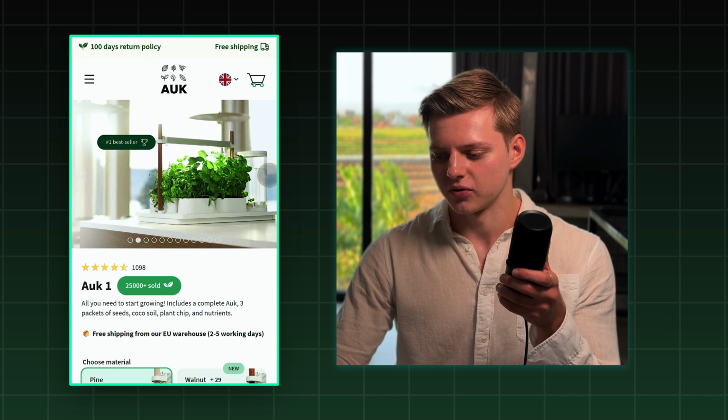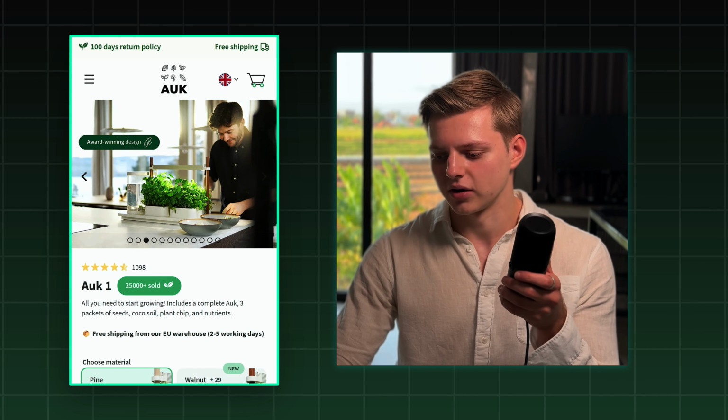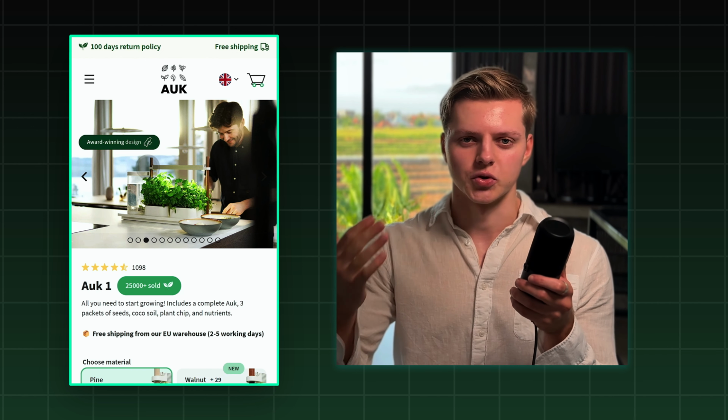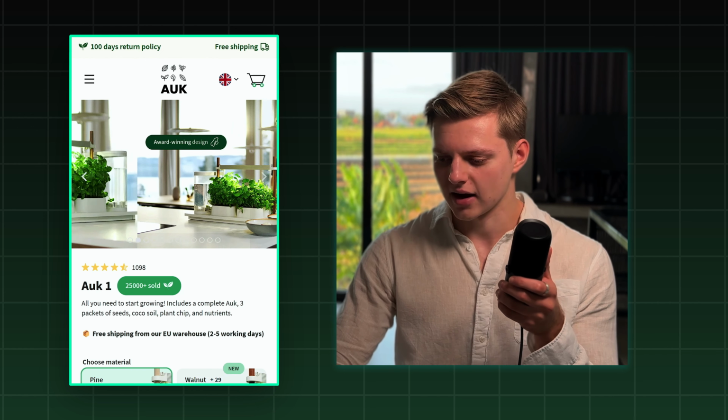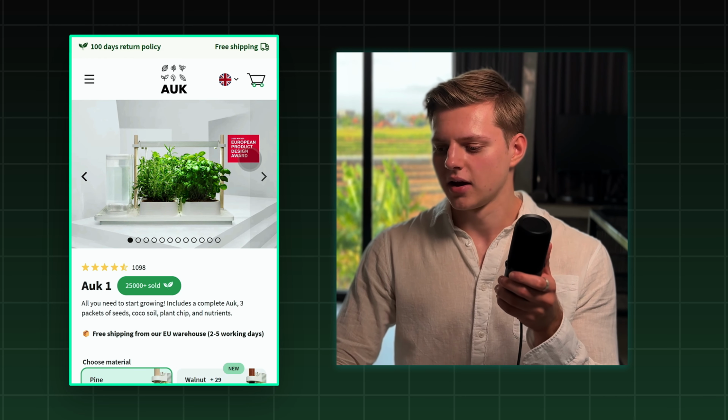And also moving forward here, you see them on kitchen tables with the plants, and here with someone actually picking out some of the herbs from the plant station, which is showing one of the benefits and how it's actually used. So this is a perfect lifestyle photo. And they also have some small labels on the images to display additional USPs, like award-winning design, #1 bestseller, and European Product Design Award. So yeah, Auk is a perfect example of how to use your product images to work for you and for your conversion rate by removing cognitive friction.